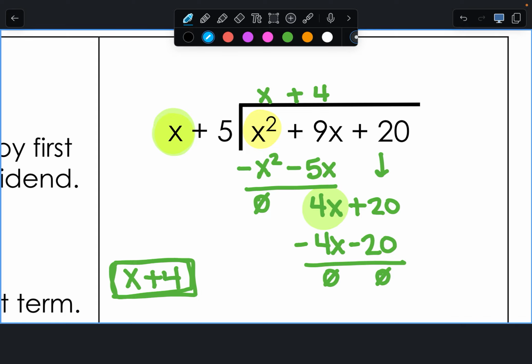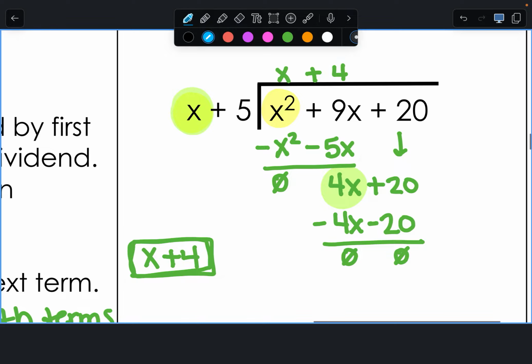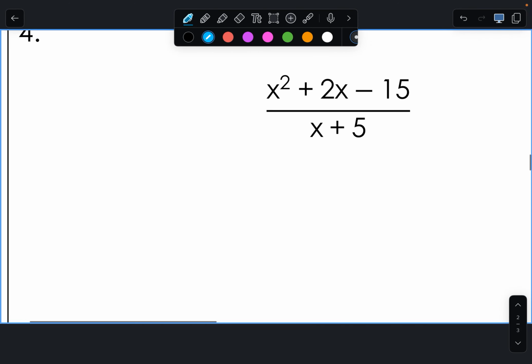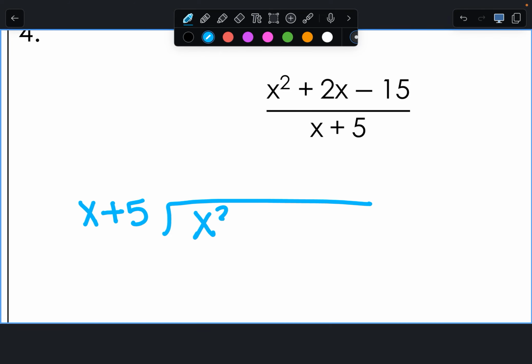No? Okay. I'll try explaining it with the word combine next time. Ready? Yes? No? Okay. X plus 5. It takes some practice. All right.